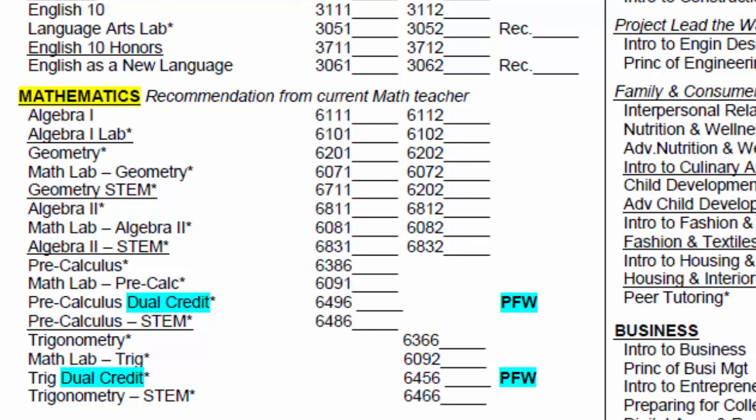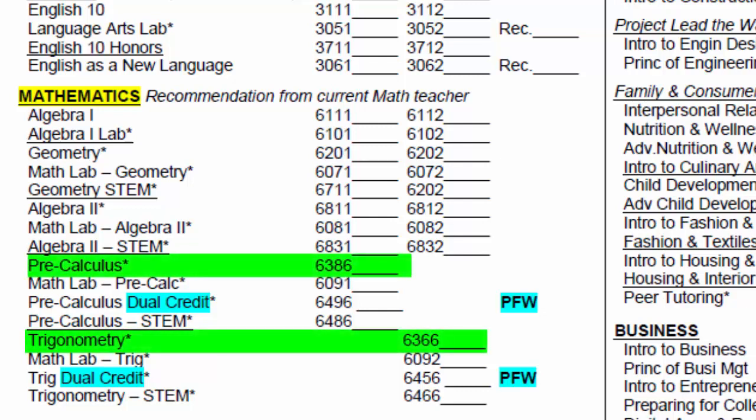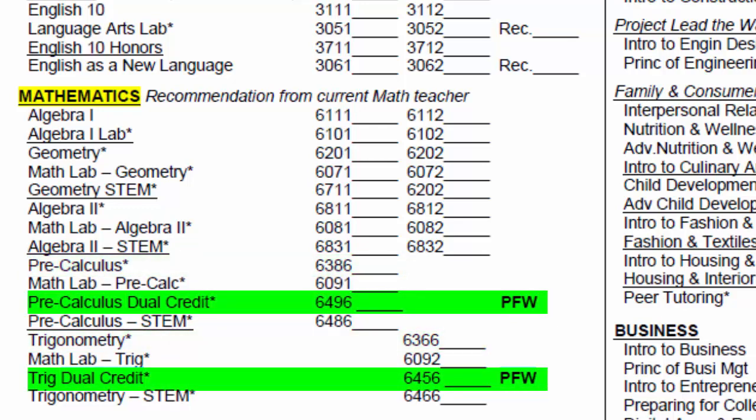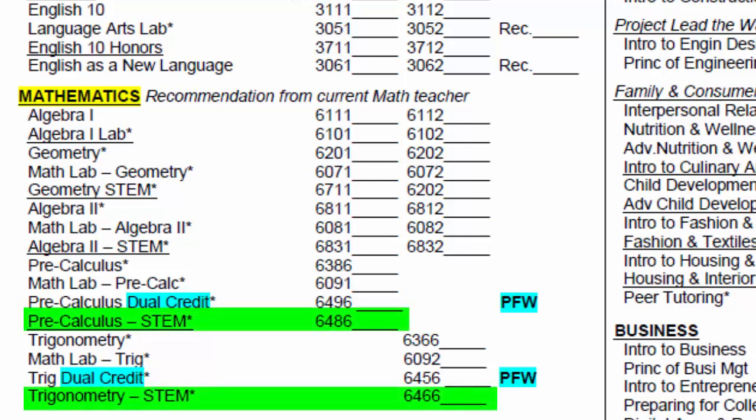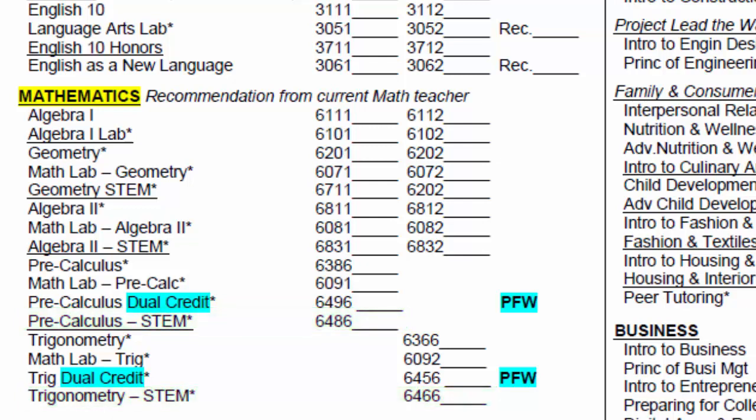If you took Algebra 2 STEM as a freshman, you will select either Pre-Calculus and Trigonometry, or Pre-Calculus Dual Credit and Trigonometry Dual Credit, or Pre-Calculus STEM and Trigonometry STEM. There are also math labs.